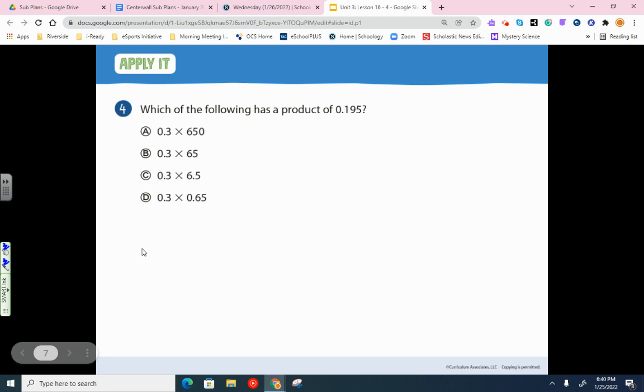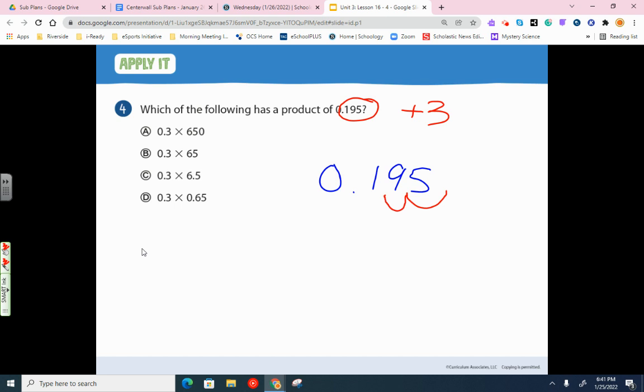Number 4, you don't have to do any work, and let me show you why. Which of the following has a product of 195 thousandths? Now, I'm looking at this. Go and circle these right here. And that means it took 3 jumps in that answer. In fact, let's put it right here. That meant we had to jump 1, 2, 3 place values to get our decimal there, which means our factors would need a total of 2 place values.